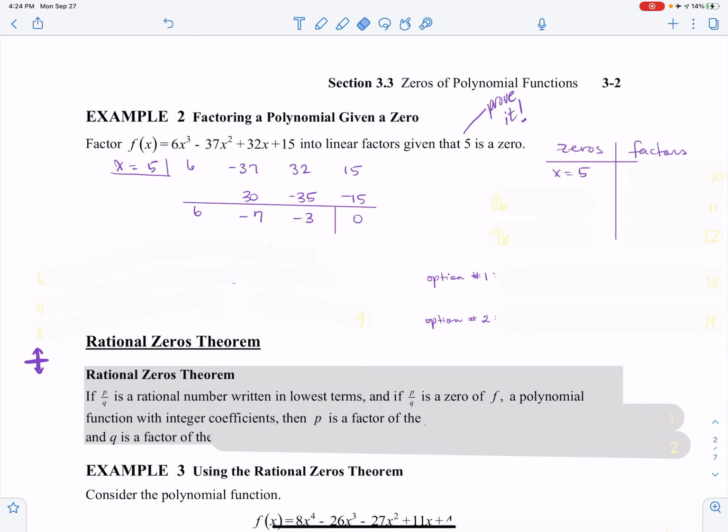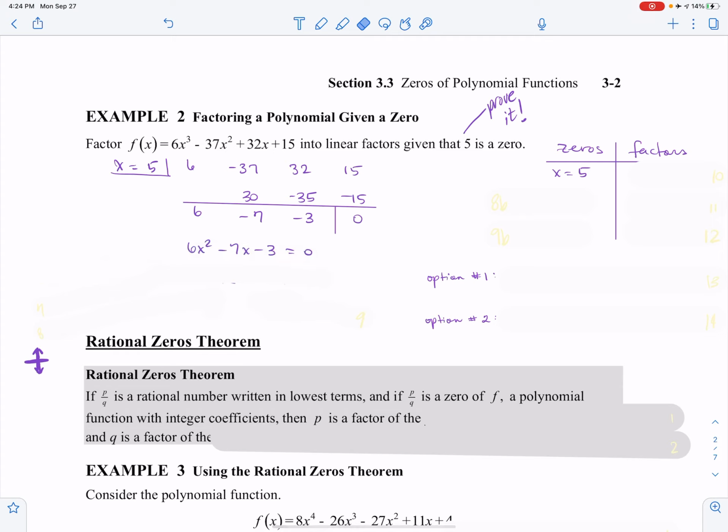Remember, we have solved by the zero factor property. We have solved by completing the square. We have solved by the quadratic formula, by the square root method, and by graphing. We're not going to use graphing. And since we have to get factors, the best way to go about this is to use factoring.